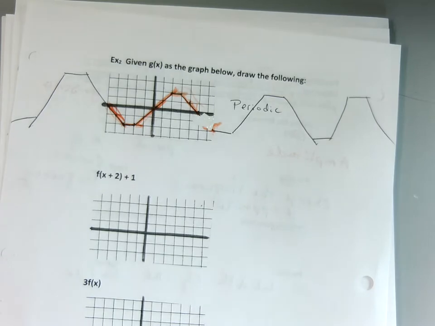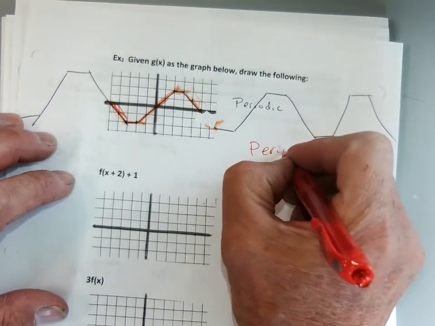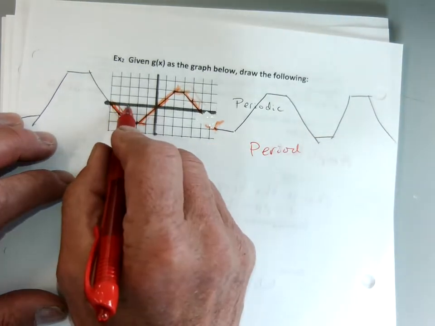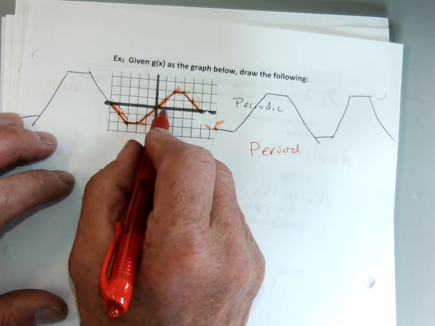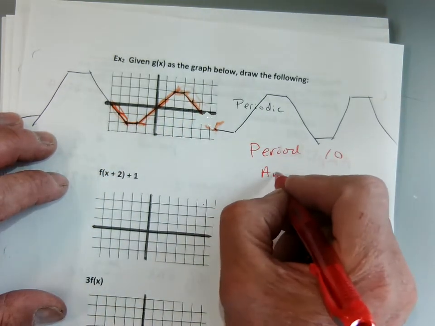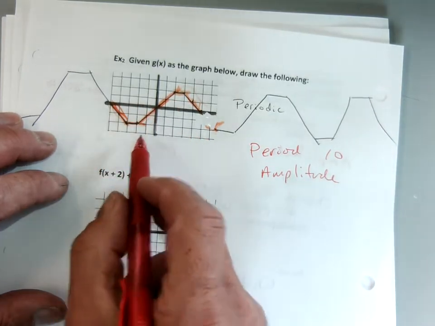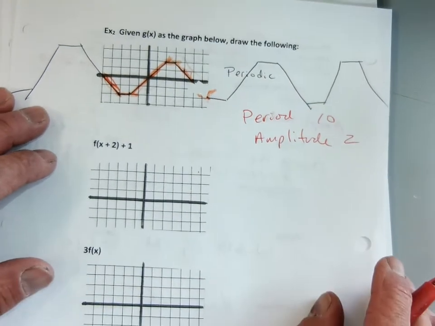So, what's the period of this function? How wide is it? Period is, let's see, 1, 2, 3, 4, 5, 6, 7, 8, 9, 10. My period's 10, right? My amplitude, what's my amplitude? 2, everybody agree? Okay, that's pretty easy.